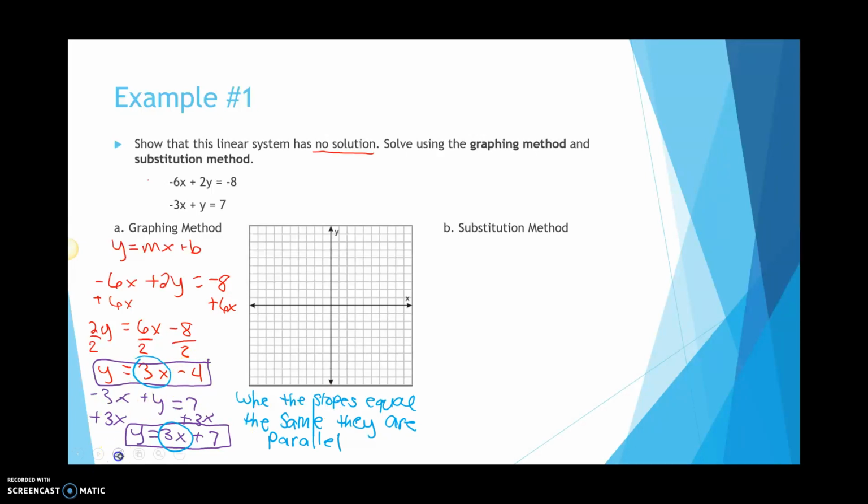We start at negative 4 on the y-axis, so we go down 4: 1, 2, 3, 4. My slope is 3, so we're going to rise 3, 1, 2, 3 over 1. Again, it's going to be helpful to put a few points. Rise 3 over 1, rise 3 over 1, and we're going to connect the points.